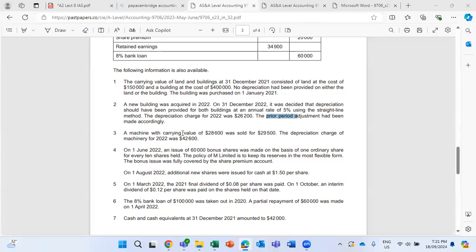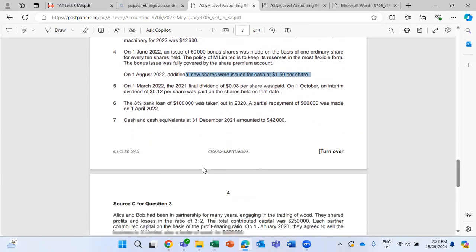Okay, a machine with carrying value of 28,600 was sold for 29,500. The depreciation charge of machinery for 2022 was 42,600. Then on 1st June 2022, an issue of 60,000 bonus shares was made on the basis of one ordinary share for every 10 held. The policy of M Limited is to keep its reserves in the most flexible form, so the bonus issue was fully covered by the share premium.